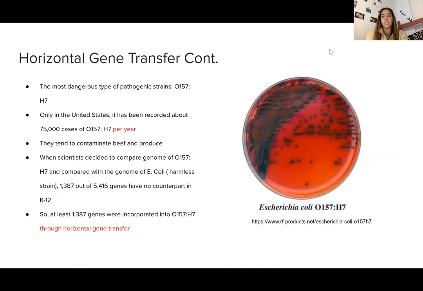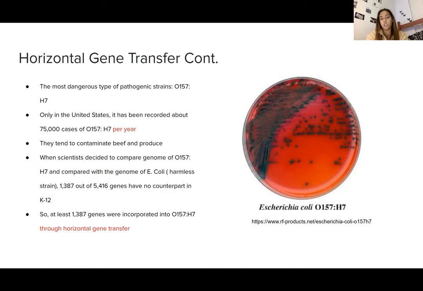When speaking on the dangerous types of pathogenic strains, O157:H7 is the most dangerous kind. In the United States alone, about 75,000 cases of O157:H7 have been recorded per year. It usually contaminates beef or produce, which is very dangerous because a lot of people have access to it.